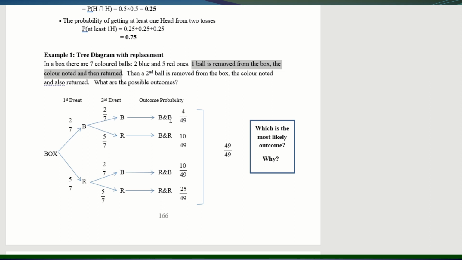How to find black and black? What's the probability you get black and black? 2 over 7 times 2 over 7, 4 over 49. What's the probability you get black and red? 2 over 7 times 5 over 7, 10 over 49.